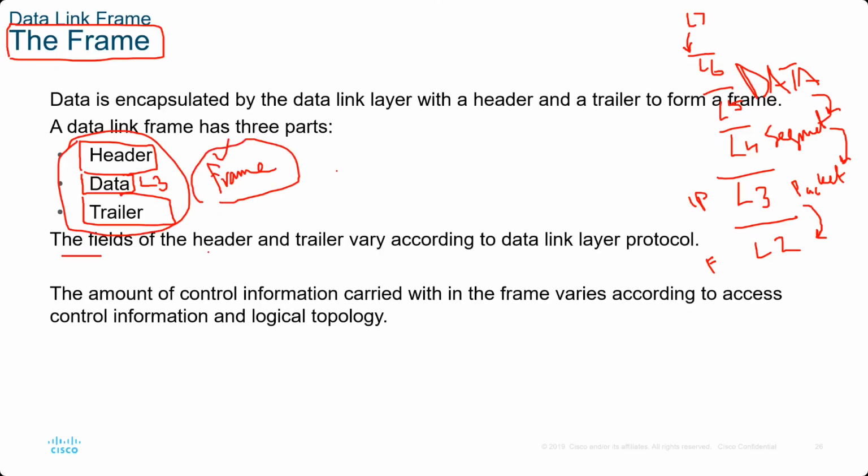There are multiple fields in the header and trailer which vary according to the data link layer protocol. Remember, we said that depending on what physical link you are using, what physical standard you are using at the physical layer, the data link layer protocol changes. And because the data link layer protocol changes, the frame header and trailer also change based on which protocol you are using. For example, if you're using Wi-Fi, the frame will look very different because Wi-Fi has its own problems which this frame needs to solve.